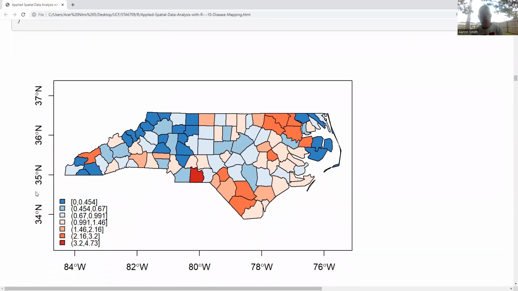All right, and here we can see that we have greater SMR in the red region, lesser in the blue. If I see something close to 1, like here, then that's a sign that I don't have more or less than expected. In the light blue, it's probably lower than 1, lower than the expected. The observed are less than the expected, and the darker reds are the more concerning regions.